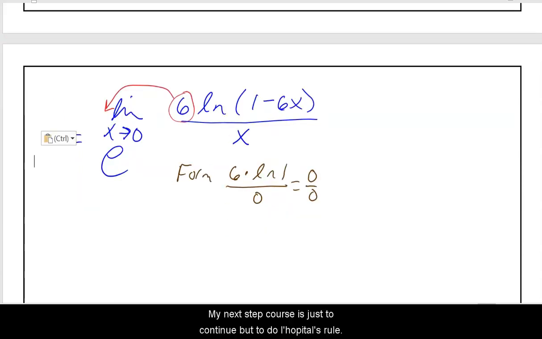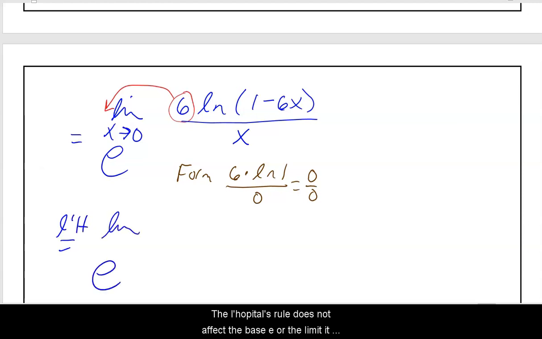So my next step, of course, is just to continue, but to do L'Hopital's rule. So L'Hopital's rule does not affect the base e or the limit. It only affects what's, oops, that's not infinity, that's 0. It only affects what's in the fraction. The 6 I can bring out. It sits in front of the limit.